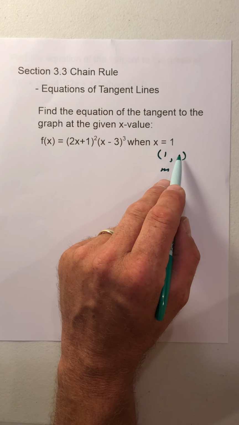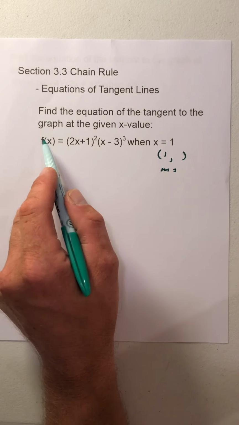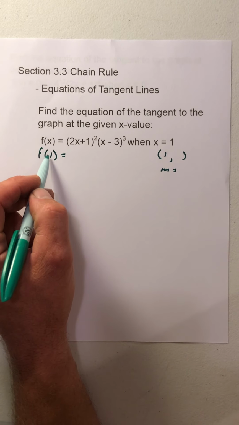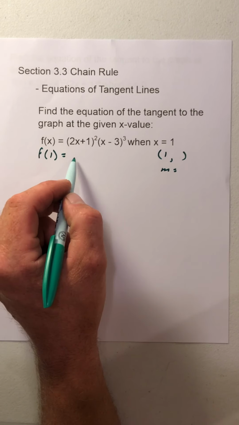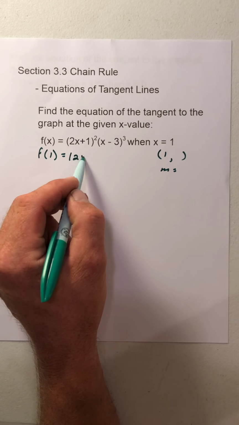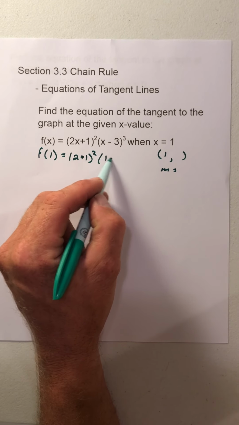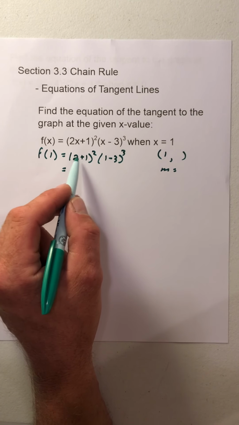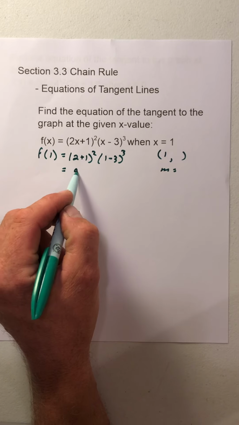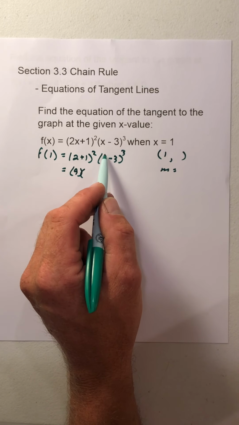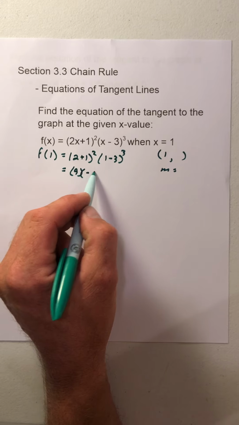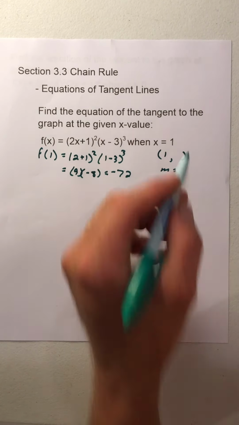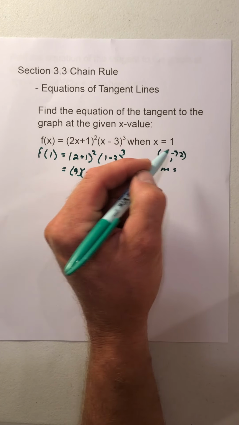In order to find the y value, we're going to take that x value and plug it into the original function. Remember, f of x means simply y, so the y value at 1 is 2 times 1, or 2, plus 1 squared, times 1 minus 3 to the third. Cleaning this up, 2 times 1, or 2, plus 1 is 3, squared gives us 9. And then 1 minus 3 is negative 2, to the third power is negative 8. We multiply 9 and negative 8 together. So that gives us our y value, negative 72.